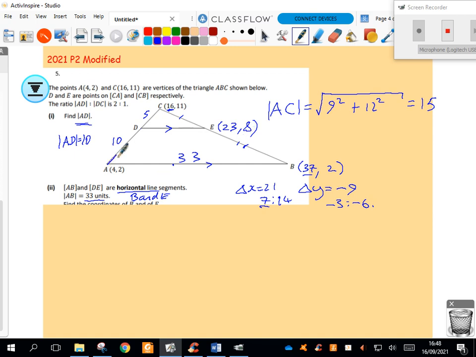The distance from A to D is 10. Okay. There's also a formula for dividing a line segment in a given ratio, which you can use there. Also, I prefer just to think about it a little bit rather than use a formula.